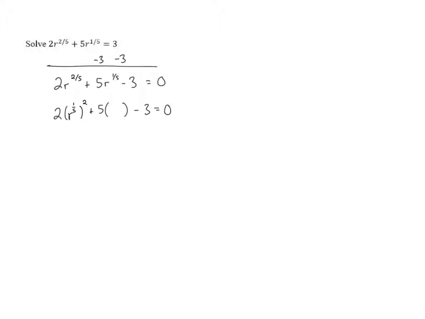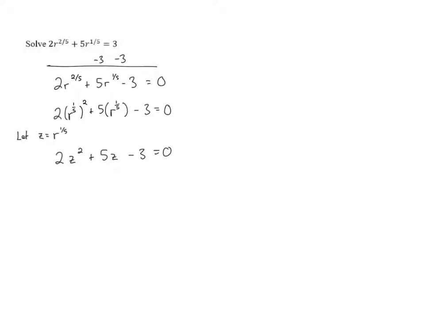And then the same thing works out here. If we put r to the 1/5 in here, 5 times r to the 1/5 is 5r to the 1/5. So we know that the quantity we need in the parentheses is r to the 1/5, and that means that the z substitution we're going to make is we're going to let z be r to the 1/5. When we make that substitution, this gives us 2z squared plus 5z minus 3 equals 0.